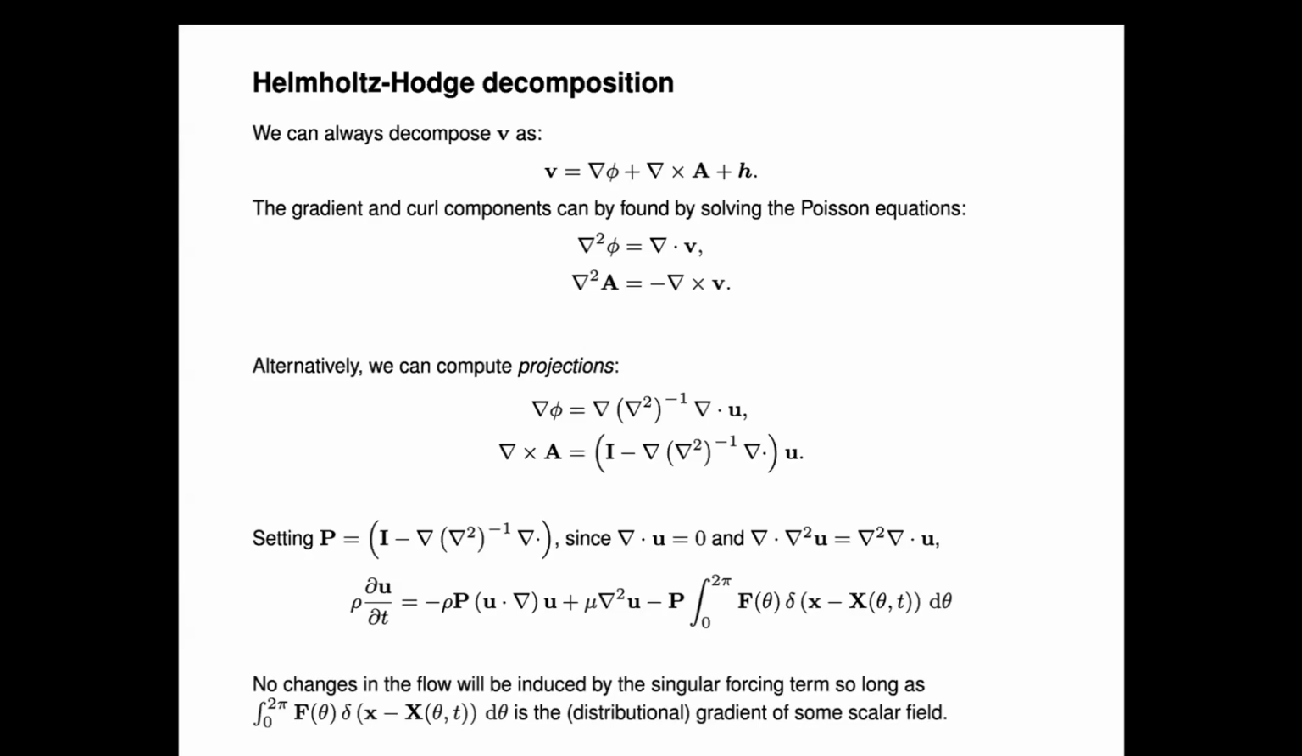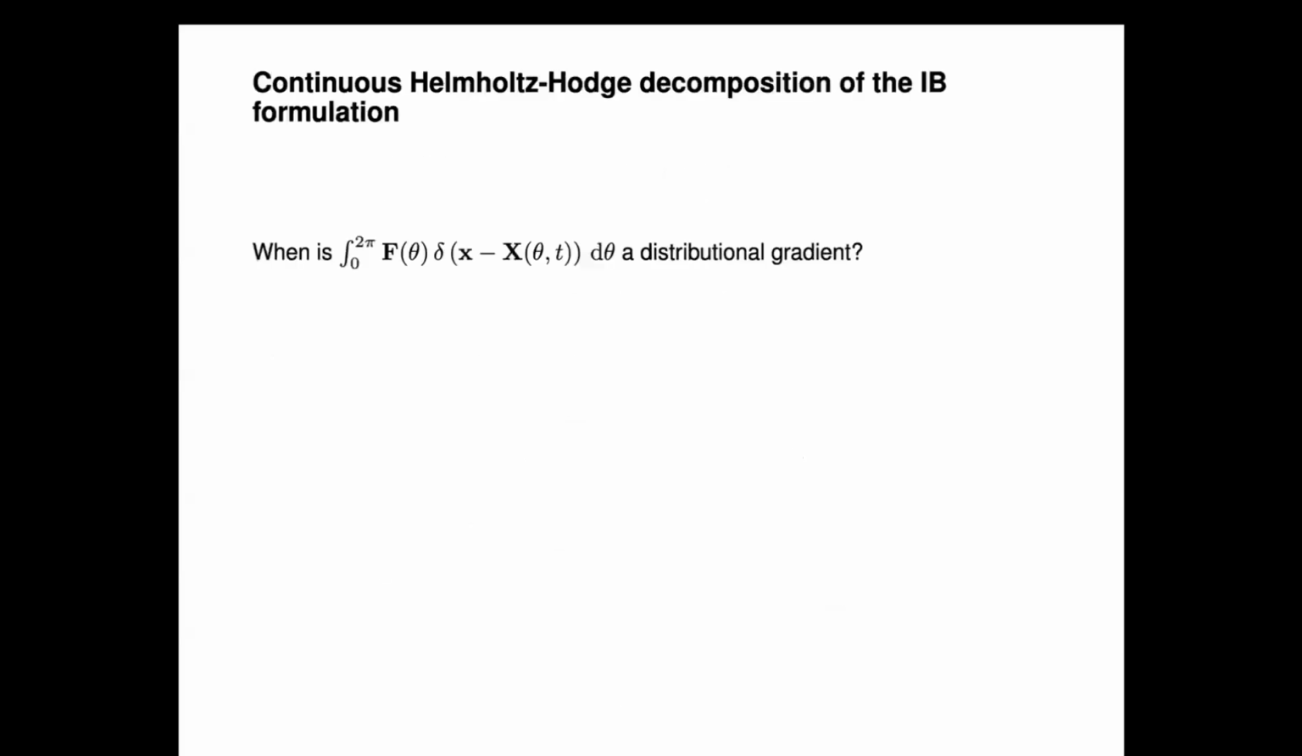So as long as this thing is a gradient, and now what does it mean? It has to be a gradient in a distributional sense because it's a singular thing. But if it's a distributional gradient, then all that you're going to get at the end of the day is a pressure jump and no velocity. So when is this thing a distributional gradient?